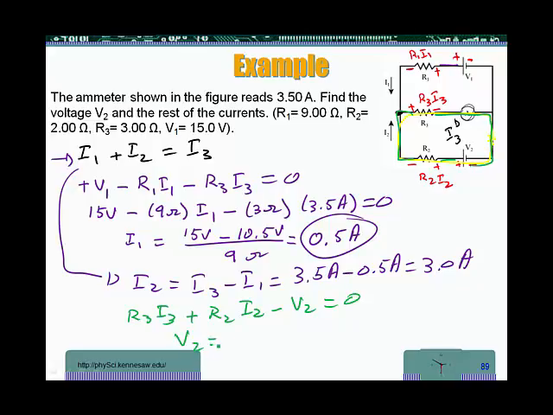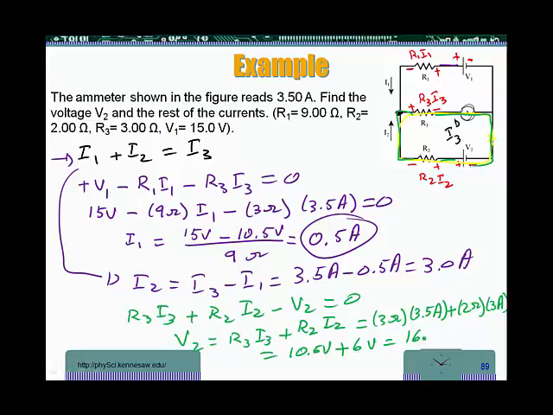That gives us V2 is equal to R3 I3 plus R2 I2. Plugging in the numbers, R3 I3, that's 3 ohms times 3.5 amps. And then R2 I2, that's 2 ohms times 3 amps. So that gives me 10.5 volts plus 6 volts, or 16.5 volts.